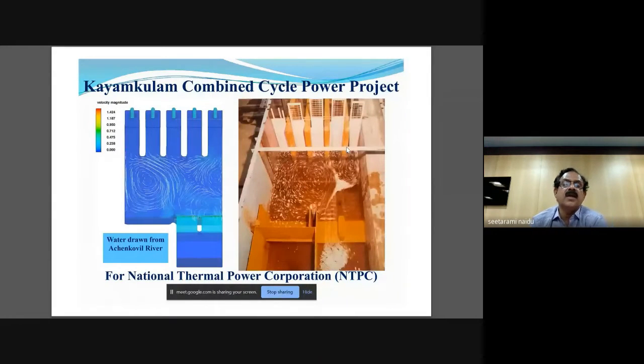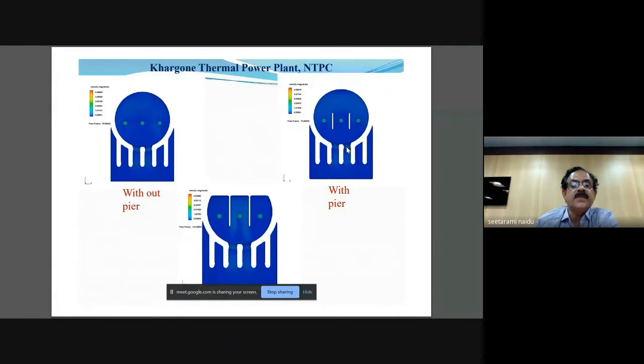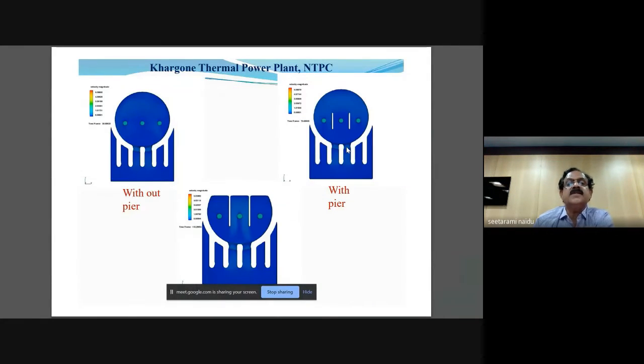See actual propagation of stream flow in pump intake. You can see here it's pre-circulation. This is the Kayankulam combined cycle power plant model studies carried out and associated with CFD. This was done in 1997. This study was done recently, 2 years back.